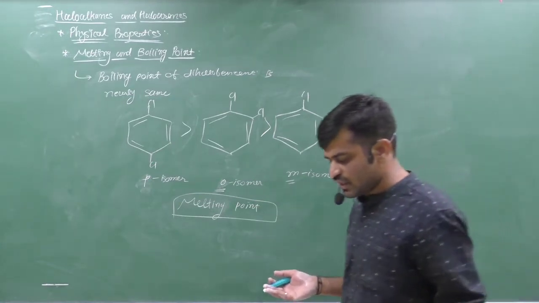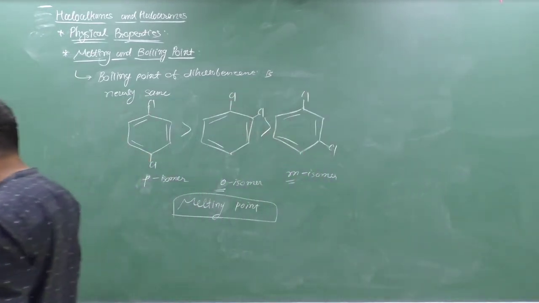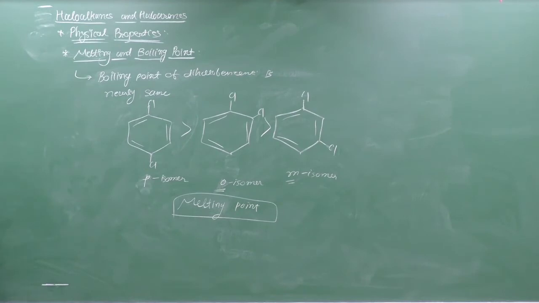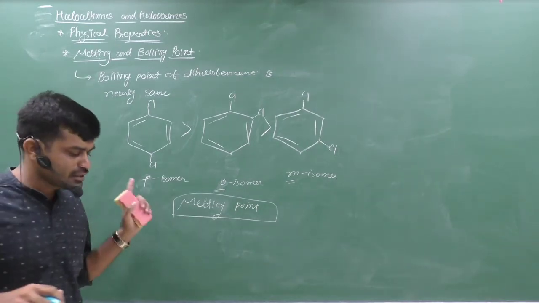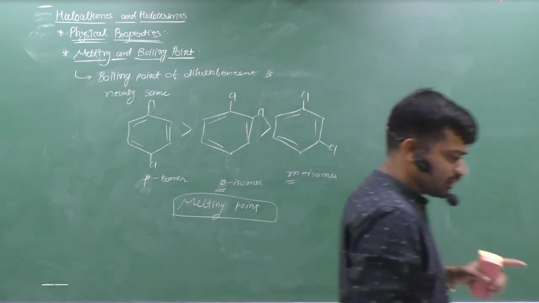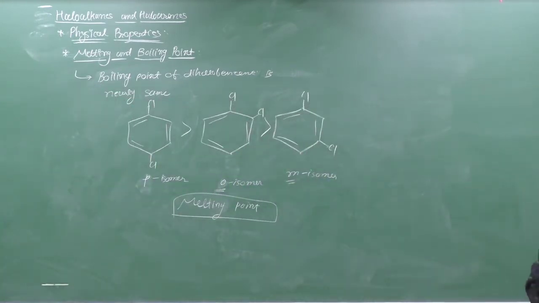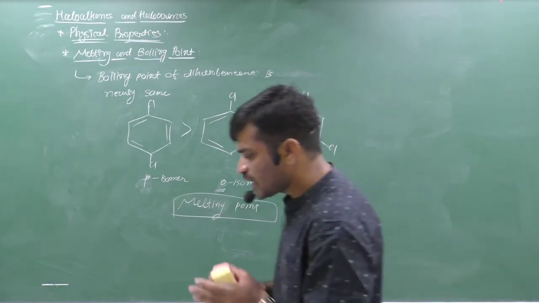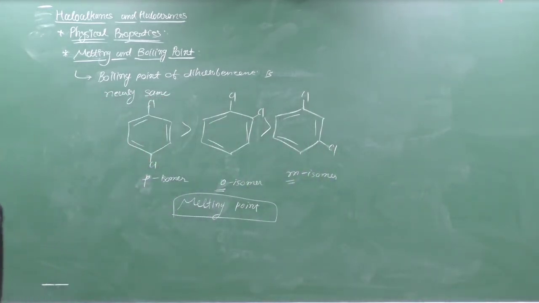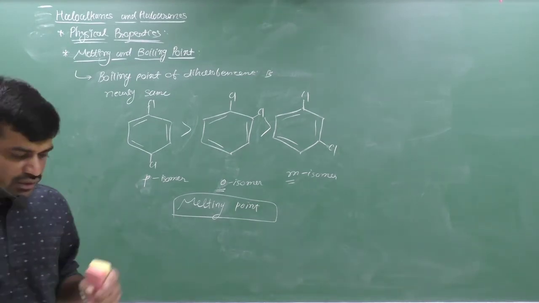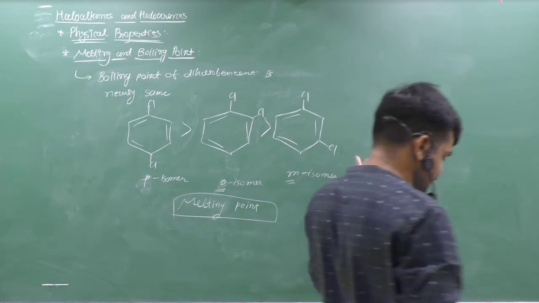If anyone asks why the melting point of the para isomer is higher, the reason is its perfect symmetry. It is symmetrical, and due to its perfect symmetry, it fits exactly in the crystal lattice or crystal structure. Therefore it is very strong, and we require maximum energy to destroy it. Clear? The first point you can remember here is like that.